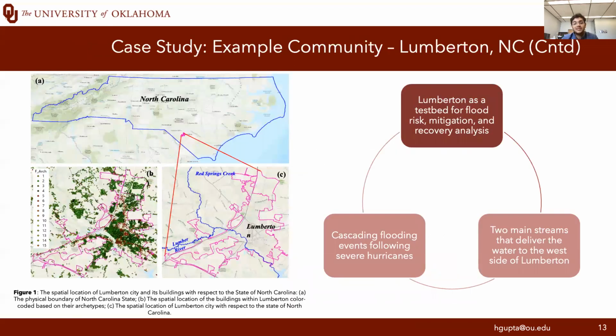The figure shows the city of Lumberton and how its structures are situated in relation to the state of North Carolina. The buildings in Lumberton have been color coded according to the archetypes, and Lumber River and Red Spring Creek are the two primary sources of streams that provide water to the Lumberton east side that are indicated here.